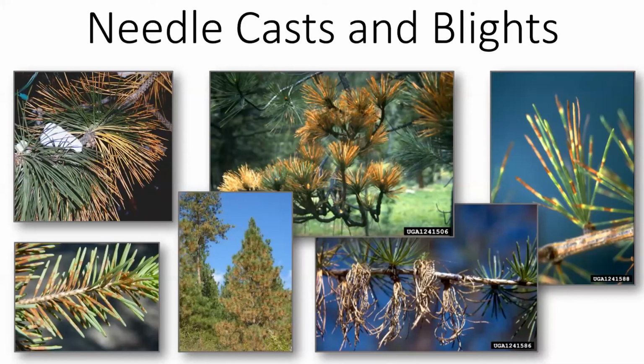So here I'm showing you on the left what is called red band needle blight. And basically the fungus begins where that red band is occurring on the needle, and it kills the needle from that point down to the tip. And so you get this needle pattern where half of it is green and half of it is brown. And this is really common in the springtime in ponderosa pine.